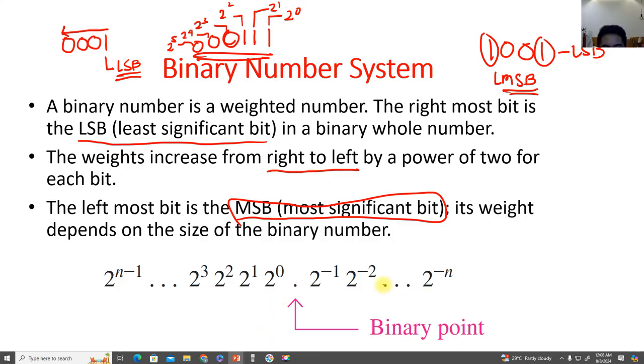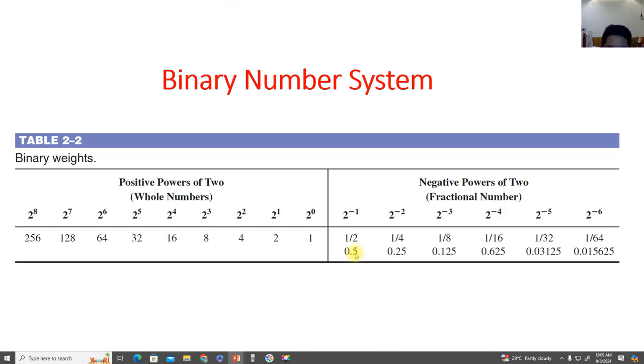Just like what we have here, we have a binary point. We started from here. If we have a binary point, say 101.1, the weight after the point would be 2 raised to negative 1. You can think of it as the least significant bit here is 2 raised to 0, but when you move past the binary point, you'll have 2 raised to negative 1. So this is the binary number system. We have positive powers of 2 for whole numbers, and negative powers of 2 for the fractional part.